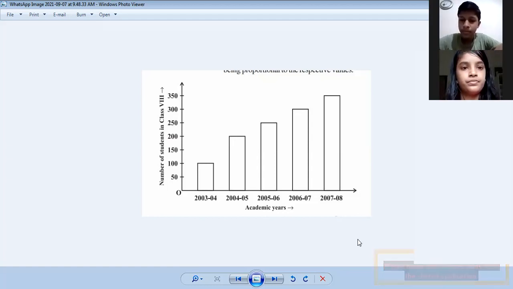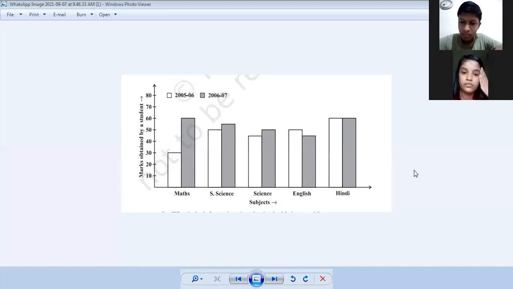This is a bar graph. Similarly, we have studied about double bar graph. This is an example given for you in your textbook for a double bar graph. Horizontally, we have represented some subjects: math, social science, science, English, and Hindi. And vertically, we have represented marks obtained by the student.